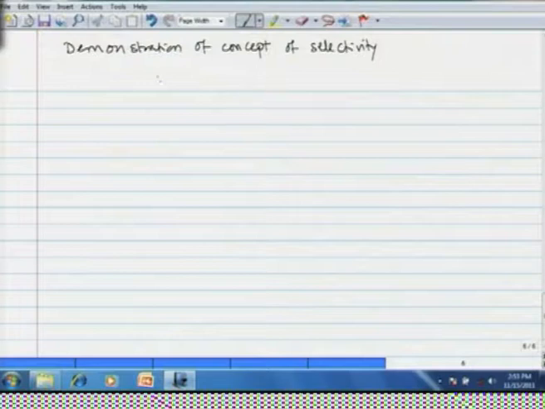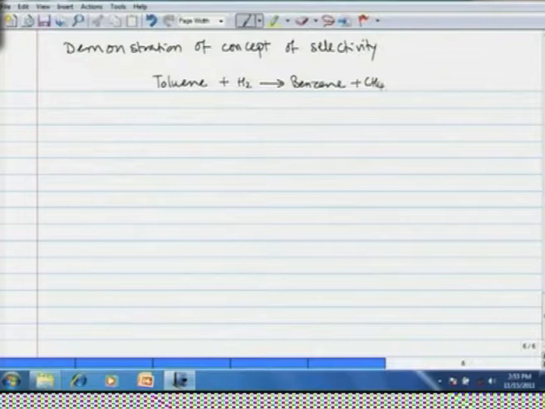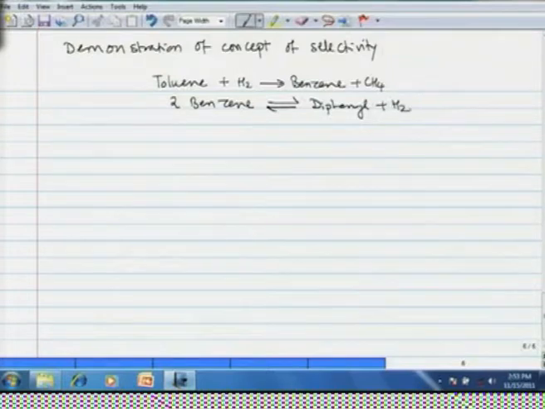HDA process, I would write again briefly. Toluene reacts with hydrogen to give benzene and methane, and 2 moles of benzene combine reversibly to give diphenyl and hydrogen. Benzene is the desired product and diphenyl is the side product or waste product.